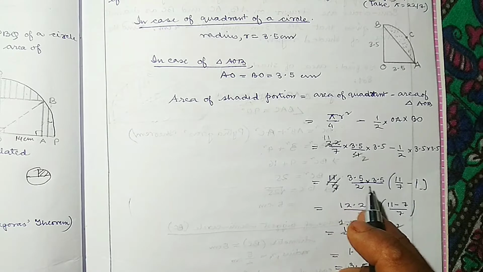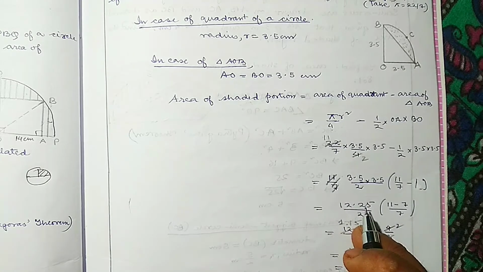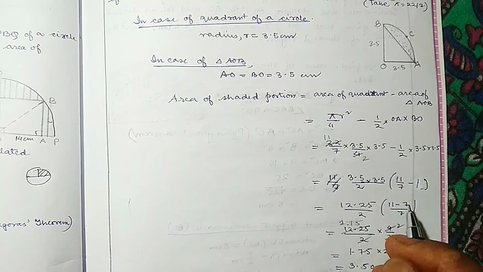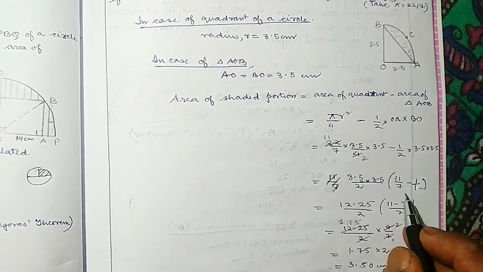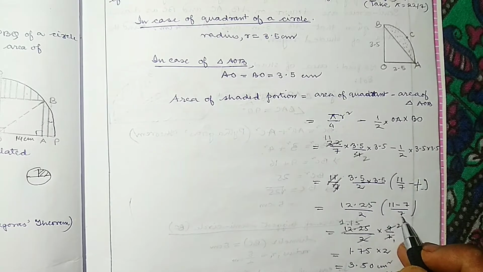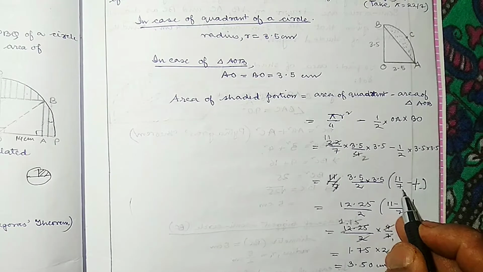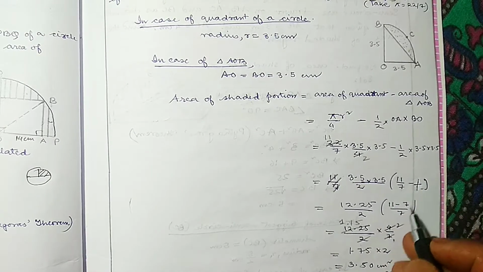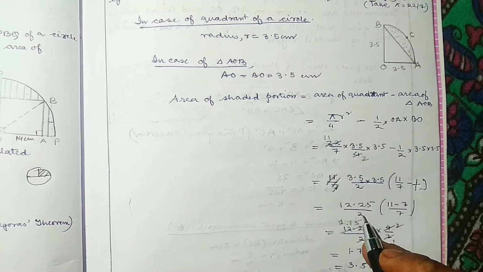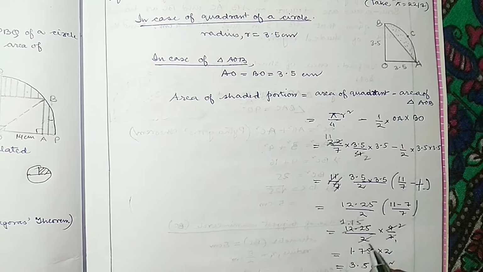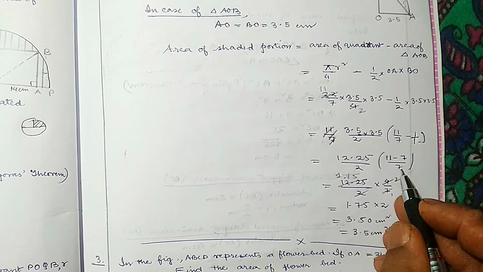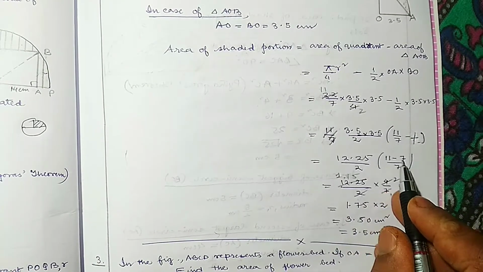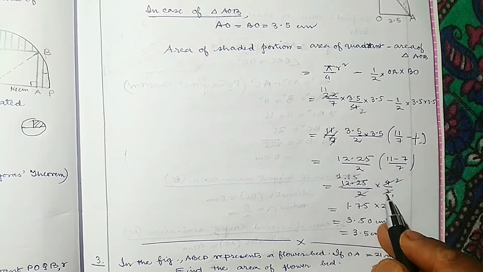Now 3.5 into 3.5 will give 12.25 divided by 2. And from here if I take LCM 7, because 1 means it is 1 divided by 1, LCM of 7 and 1 is 7. 7 divided by 7 is 1, 1 into 11 is 11, minus 7, divided by 7. So here we are left with 12.25 by 2 into 11 minus 7, which is 4, by 7. Clear? So 12.25 by 2 here and 11 minus 7 is 4, 4 by 7 I have written here.